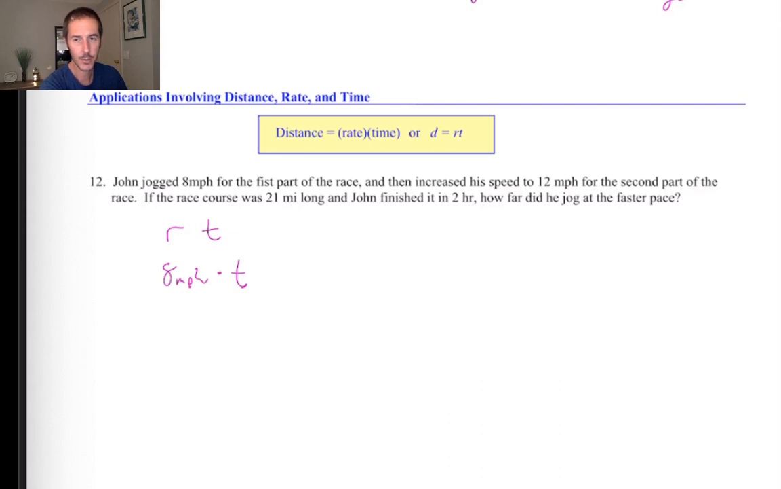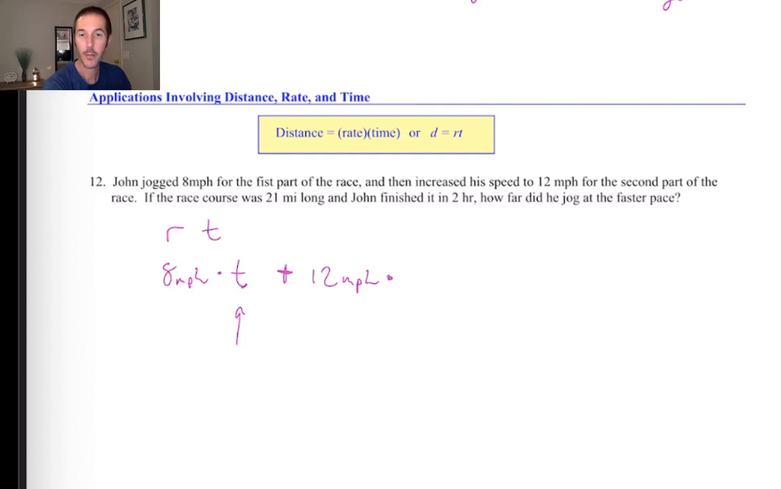And you can write additional notes in here if you need to. Time, amount of time spent running at 8 miles per hour. Okay? R times T is equal to a distance. Then there's this other distance that he ran. So that's a plus sign. He ran that at 12 miles per hour.